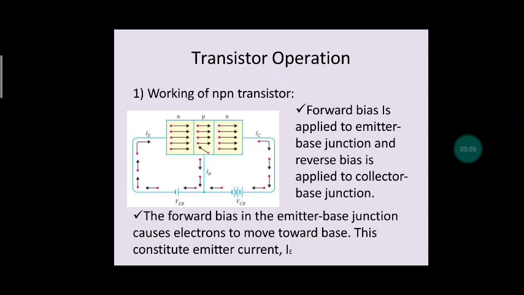When we apply forward bias to the emitter base junction, reverse bias is applied to the collector base junction. Forward bias of the emitter base junction causes electrons to move towards the base terminal. This constitutes the emitter current, IE. IE denotes the emitter current, IC denotes the collector current, IB denotes the base current, VEB denotes the emitter to base voltage, and VCB denotes the collector to base voltage.